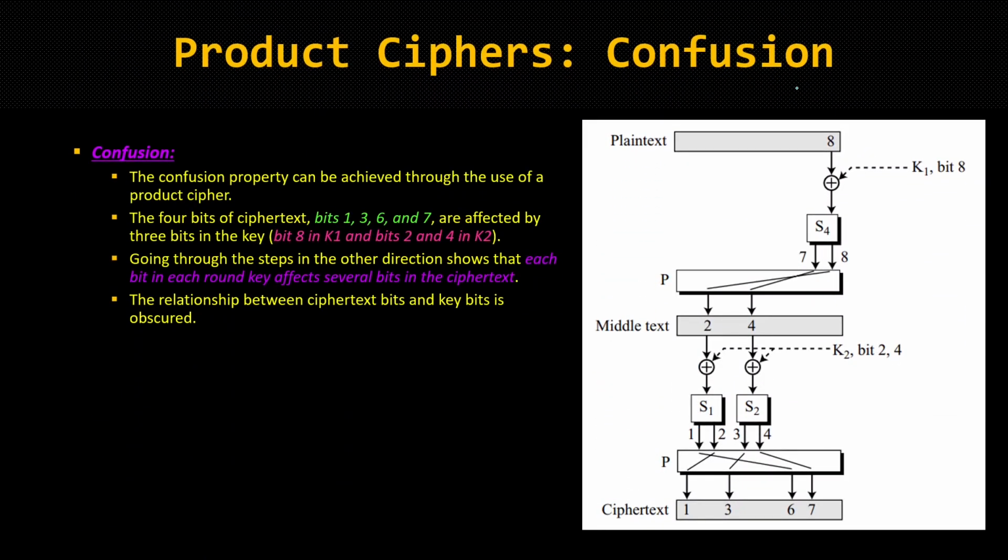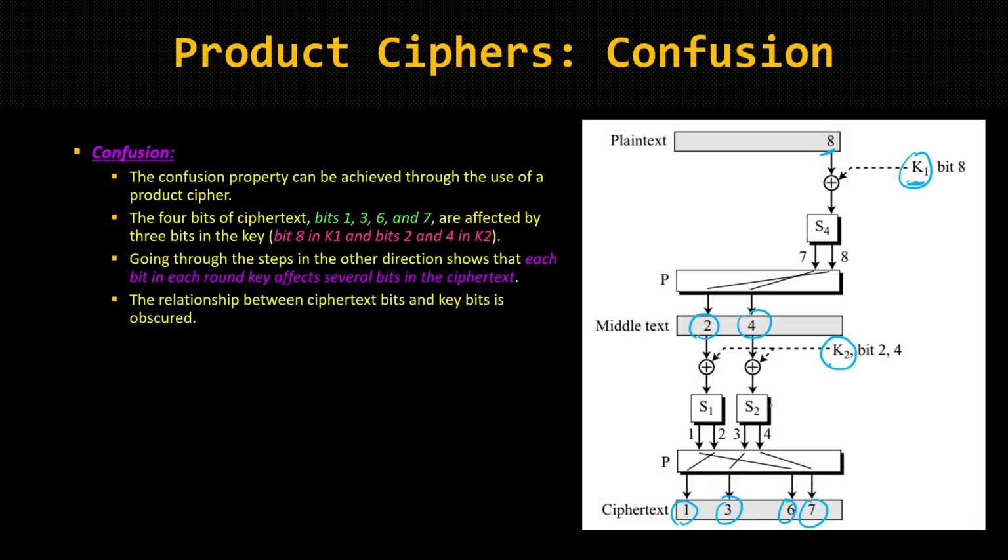Now let us see how the confusion property is maintained as well. The confusion property can be achieved using this product cipher. How is it achieved? The 4 bits of the ciphertext, bits 1, 3, 6 and 7, are affected by 3 bits in the key. Bit 8 is exclusive OR with K1, and bits 2 and 4 are exclusive OR with the key K2.